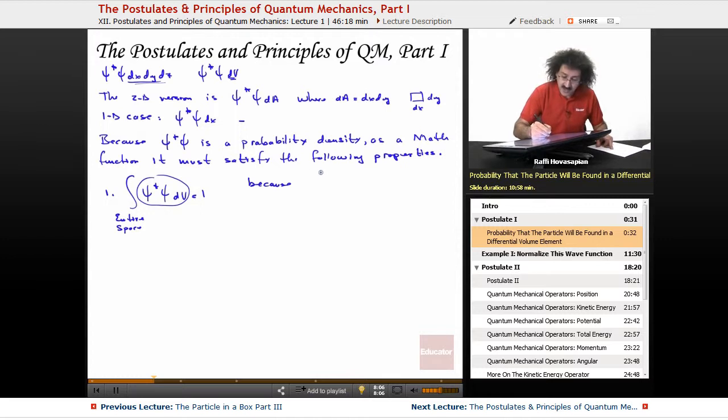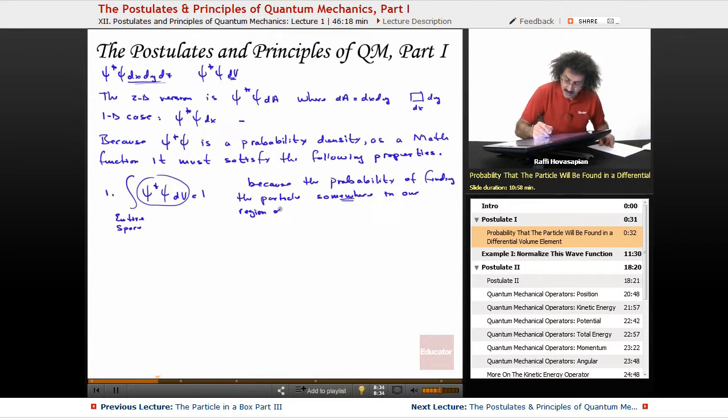So this is the case because the probability of finding the particle somewhere in our region of interest is 100%, or 1.00. That's all that means.